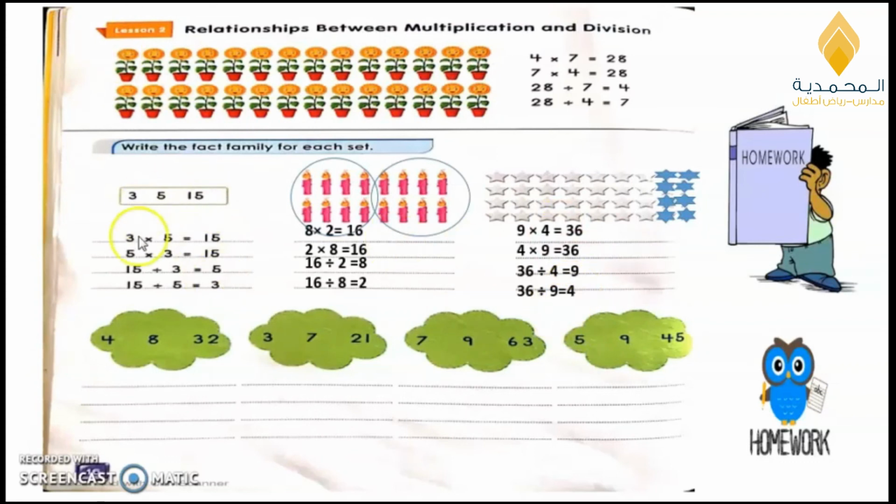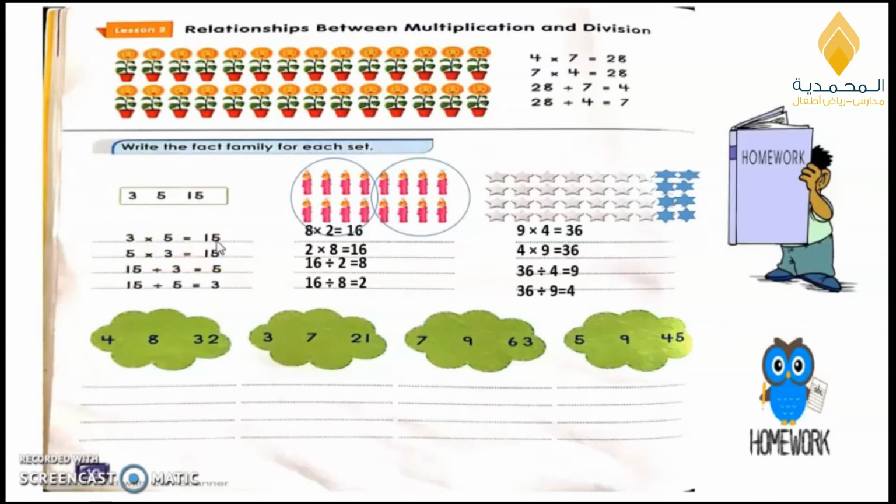Now let's go back to this example. Look, there are 3 numbers, 3, 5, and 15. We're going to write the fact family. The fact family means to write the multiplication sentences and then the relationship between multiplication and division. Take a look at these three numbers and try to figure out the relationship between them. As you can see, if I multiply 3 by 5, it will give me 15. Look, 3 times 5 equals 15.